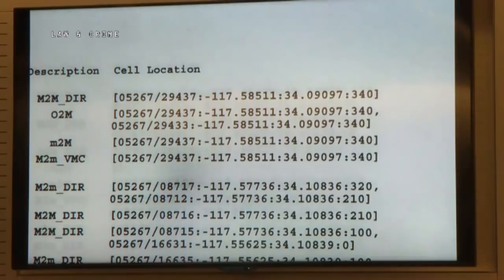Now, most cell towers have three sides to them. Not all, but most of them do. And so essentially, if you took a pizza and cut it into three slices of pie, you'd get 120 degree sectors that antenna would have coverage of.